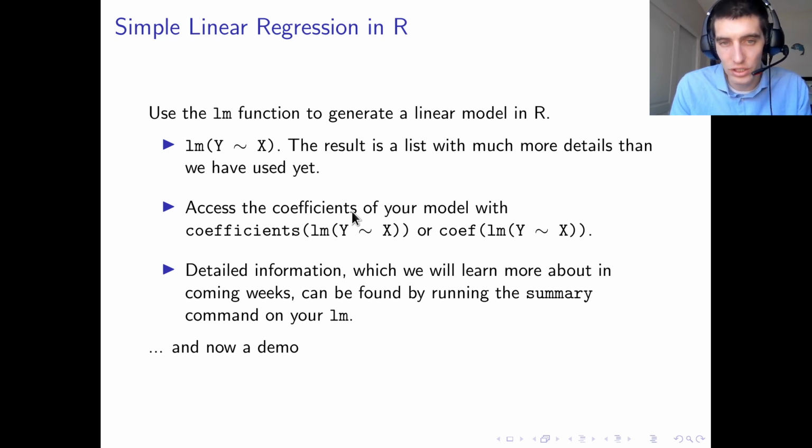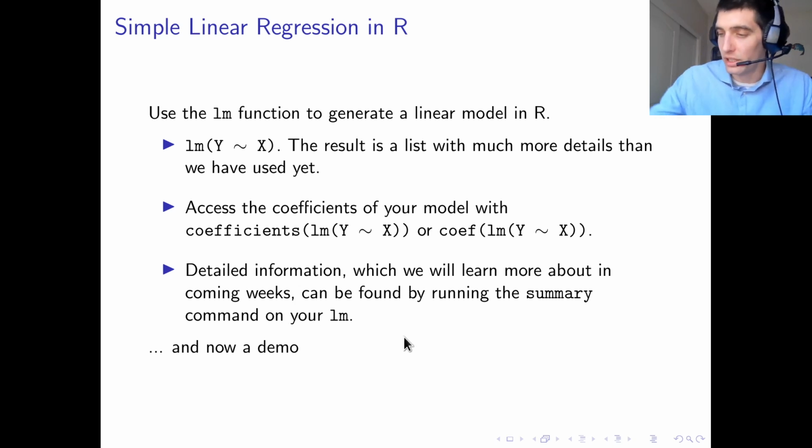But you can access the coefficients, these beta 0 and beta 1 terms, with either coefficients applied to this lm or coef applied to this lm. Detailed information, which we'll break down in more detail in future lectures, can be found by running summary on the output of this lm. And with that, I will actually turn to R, and we will have our first R tutorial in this course.